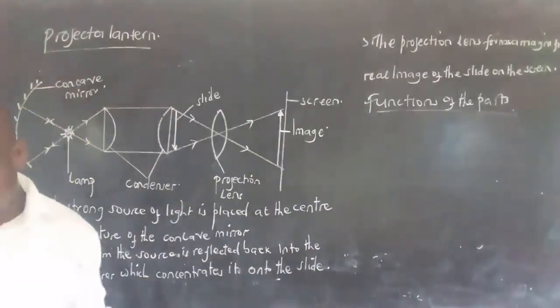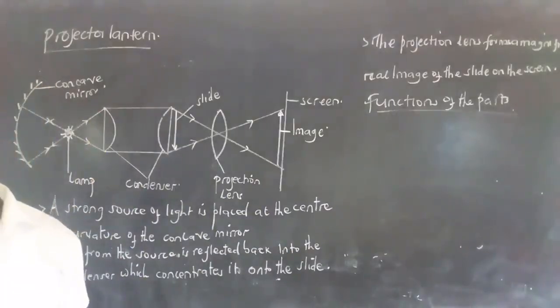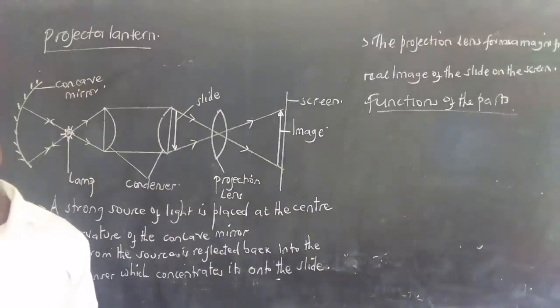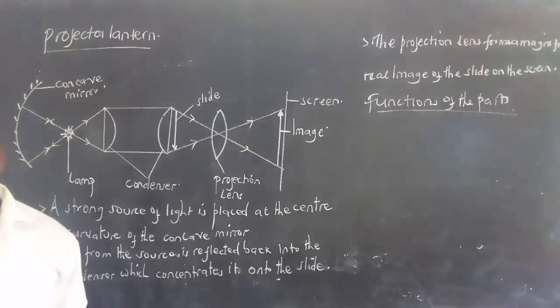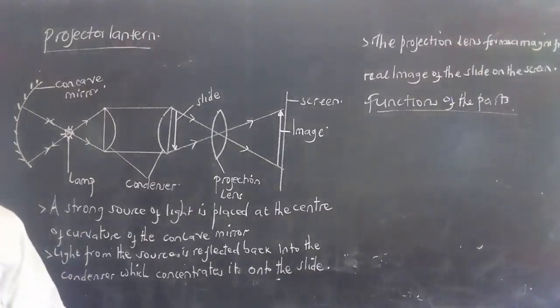Next, the condenser uniformly illuminates the object or the slide with light from the source, or alternatively, the condenser concentrates light towards the slide. Next, number three, the slide bears the object to be projected to the screen.